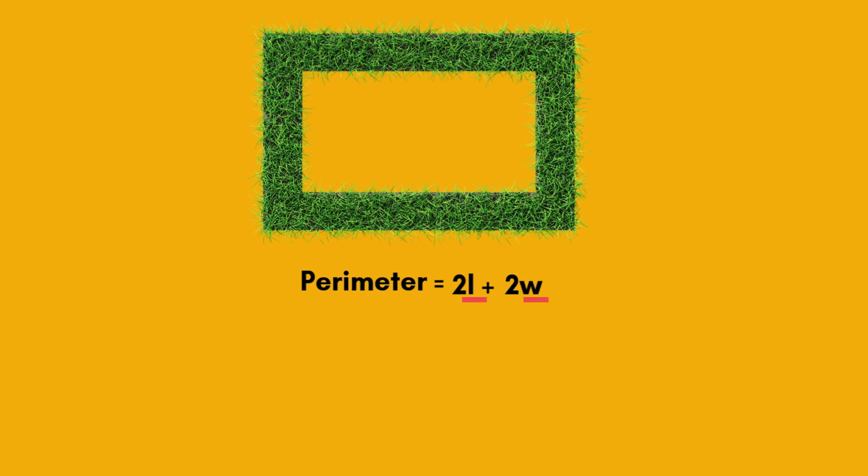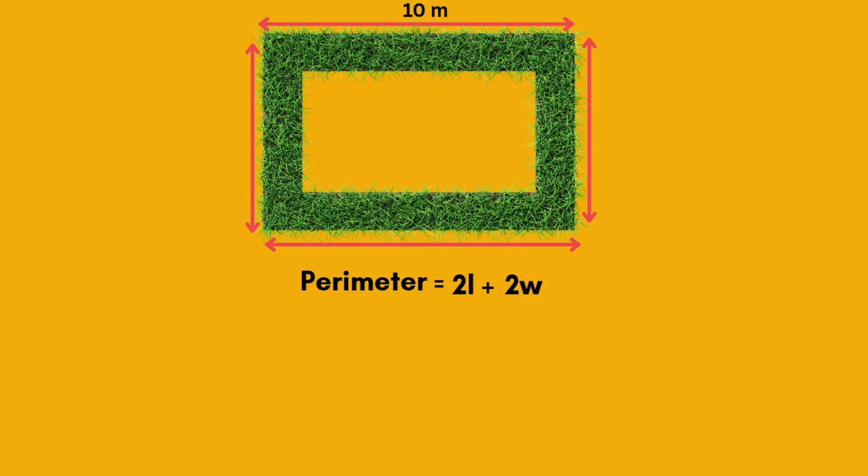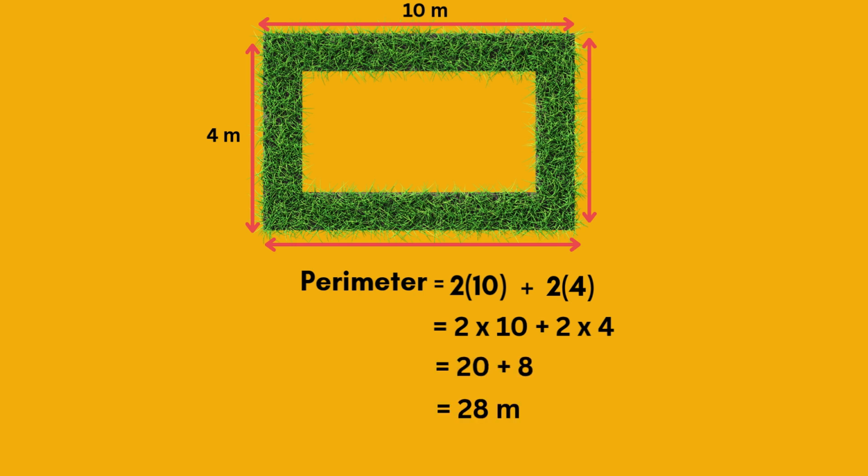But what if we measure and find out the length is 10 meters and the width is 4 meters? We substitute. That means we replace L with 10 and W with 4. So now 2 times 10 is 20 and 2 times 4 is 8. Add them together, we get 28 meters.